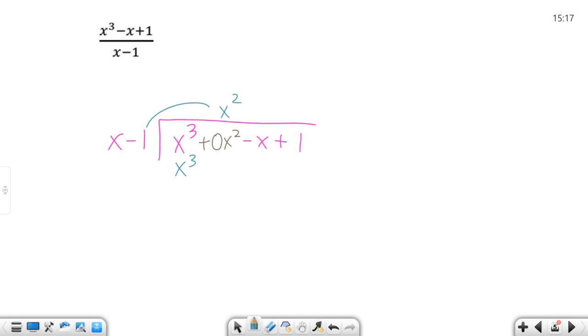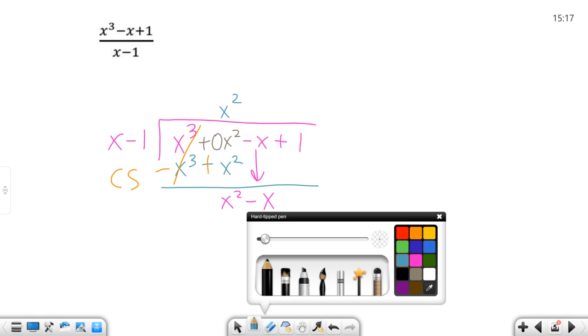X squared times x gives me what? X to the third, and then x squared times -1 is negative x squared, and then I changed my signs, got to change them signs. Minus, plus, that cancels. And I'm left with 0x squared plus x squared, which is just good old x squared, right? 0 doesn't change whatever is right here. That just comes down. And then we bring down our what? Minus x. And I'm ready to start the process over again.